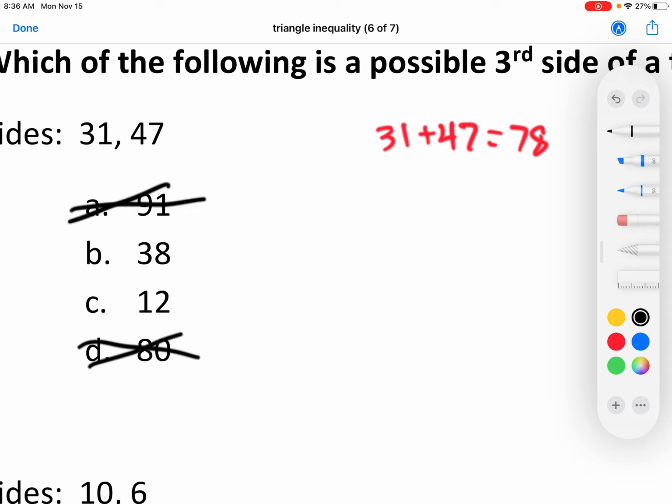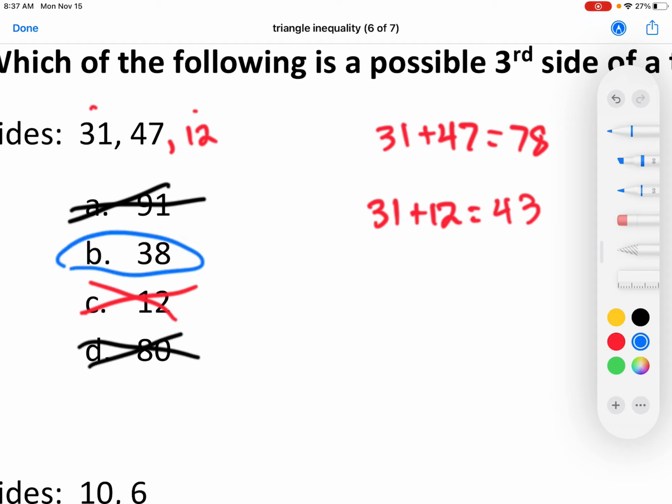Okay, look now at answer choice C. If we picked out 31, 47, and 12, look at what happens. Now our two smallest ones are 31 and 12. So we add together 31 plus 12, and that equals 43. Well, 43 is less than 47. So that tells us that one isn't going to be a good answer either. Our only option left must be our right answer, and that would be 38.